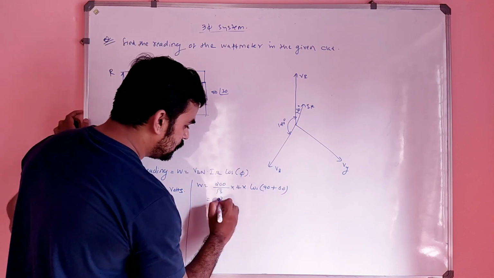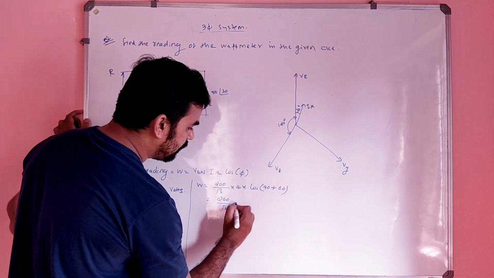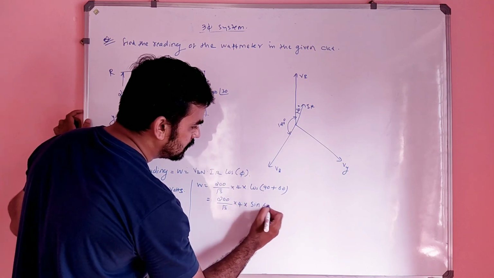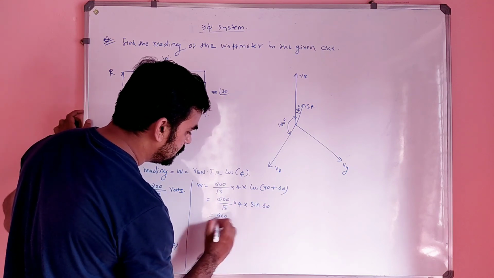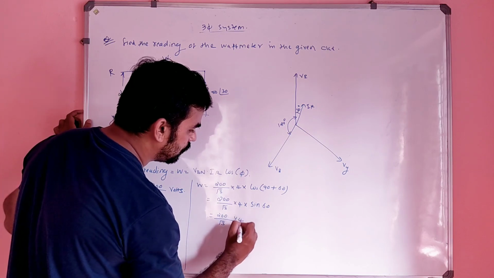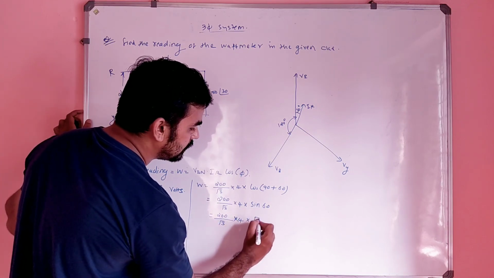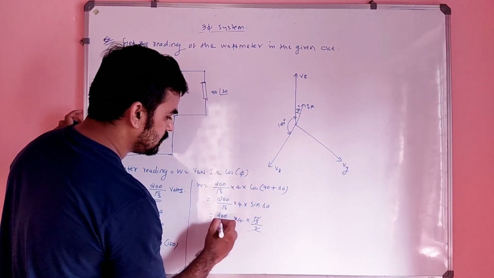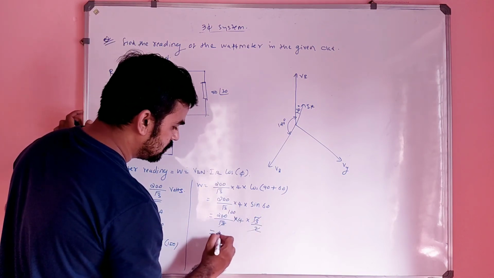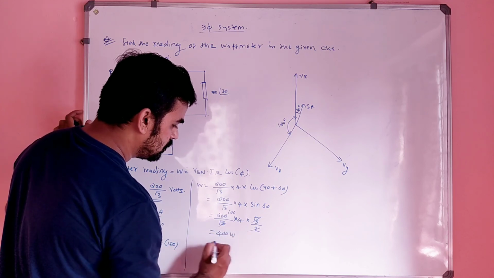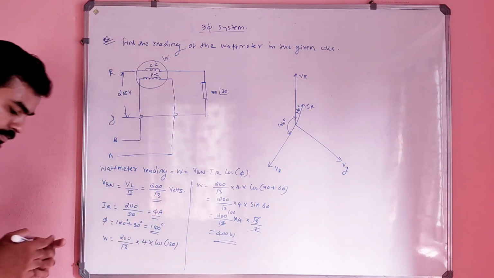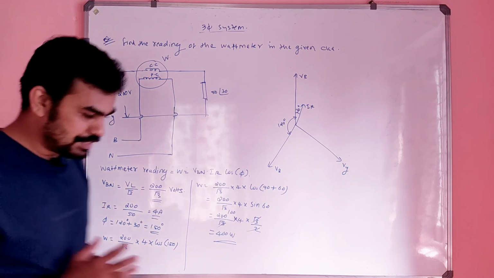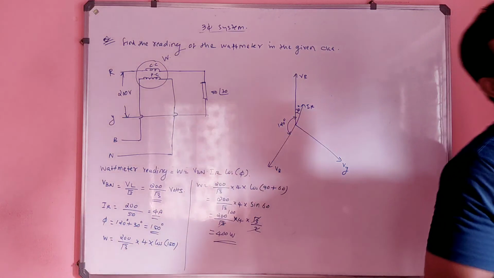So the magnitude is 200 by root 3, into 4, into sin 60. Sin 60 is root 3 by 2. Correct or wrong? The 200 cancels to 100, and the result is 400 watts. That is the answer. 400 watts is the answer.